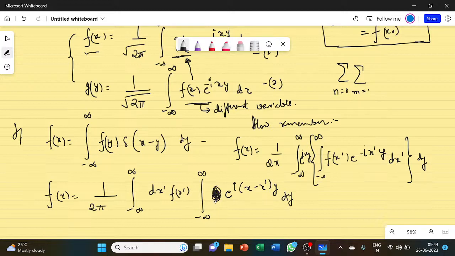Now just think about it. So for example, this f x dash I have taken with dx dash, and the remaining terms, because here you have variable y, here you have variable y, so I have integrated with respect to dy.